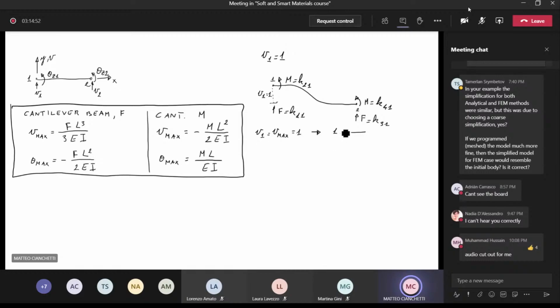So 1 is equal to K11 L^3 on 3EI minus... I'm sorry, I'm really close to the definition of F. I apologize for this.